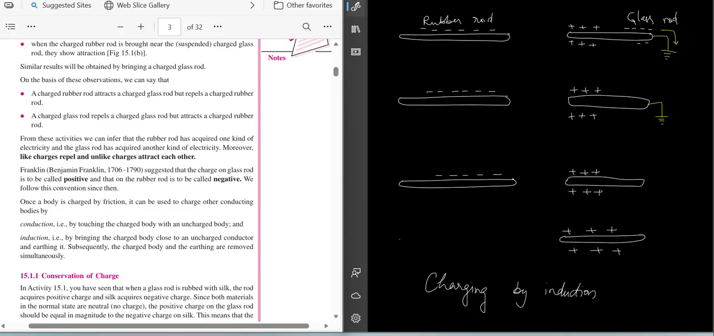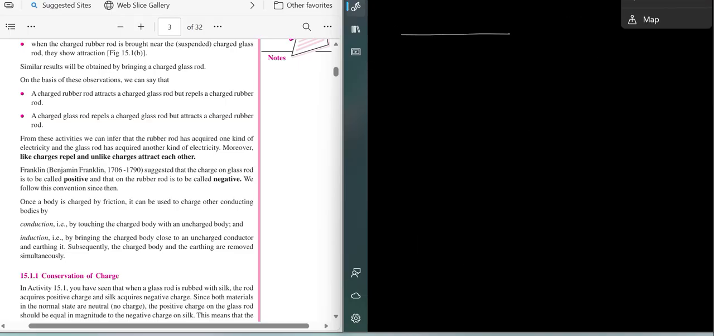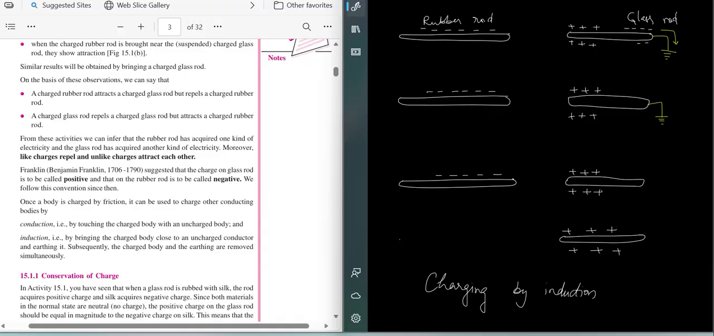So charging by conduction is, as we said, once a rod or body is charged by friction, we use it to charge other bodies by touching the charged body with an uncharged body. And charging by induction is by bringing a charged body close to an uncharged body and then earthing the uncharged body's other end, so that we can remove the unnecessary charge and have the charge which we desire on the second conductor. So this way we are inducing charge on that conductor.